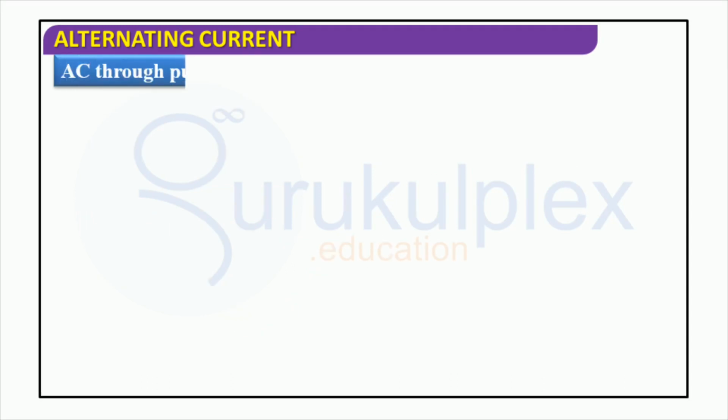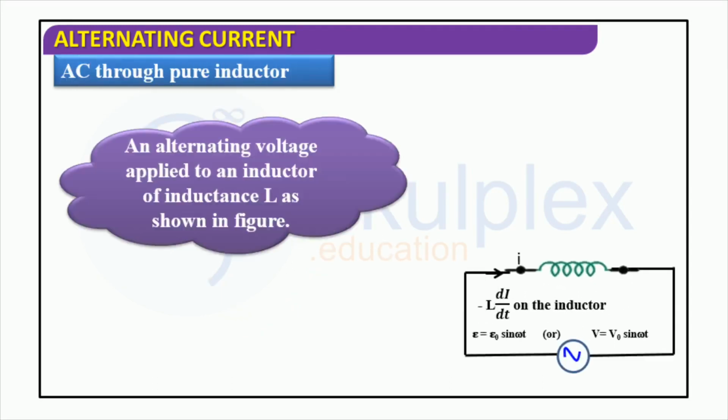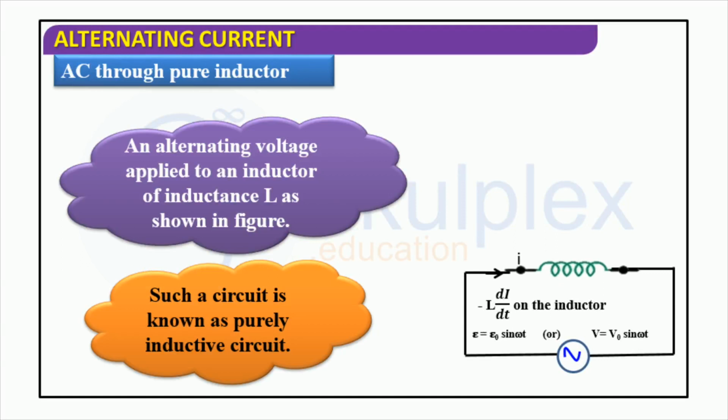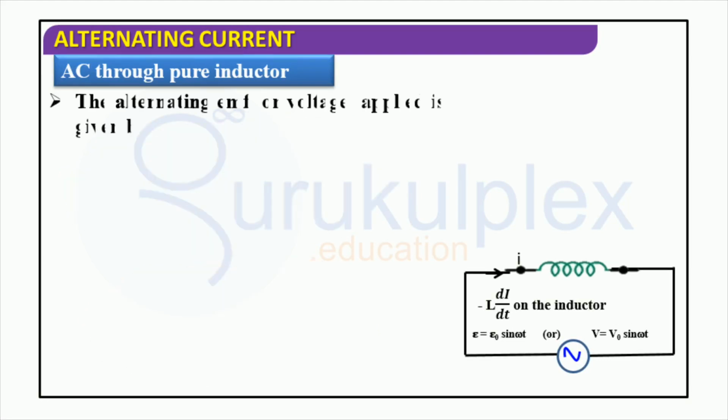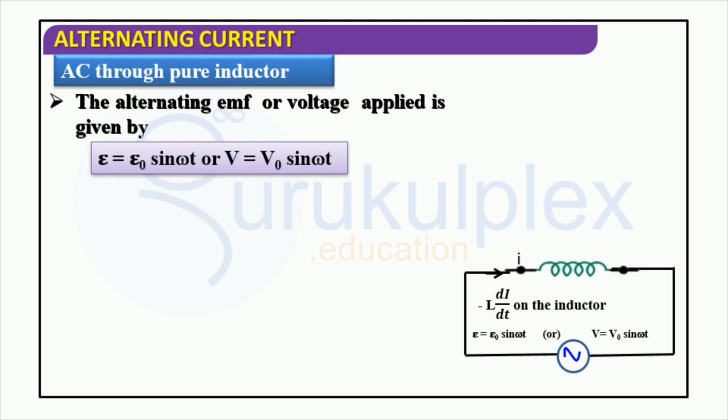An alternating voltage given by epsilon equals epsilon 0 sin omega t, or V equals V0 sin omega t, is applied to an inductor of inductance L, forming a purely inductive circuit. This applied voltage opposes the growth of current in the circuit, thus maintaining the current through the inductor. Comprehending the behavior of current in this type of circuit is essential for guaranteeing the security and precision of many electrical and electronic applications.